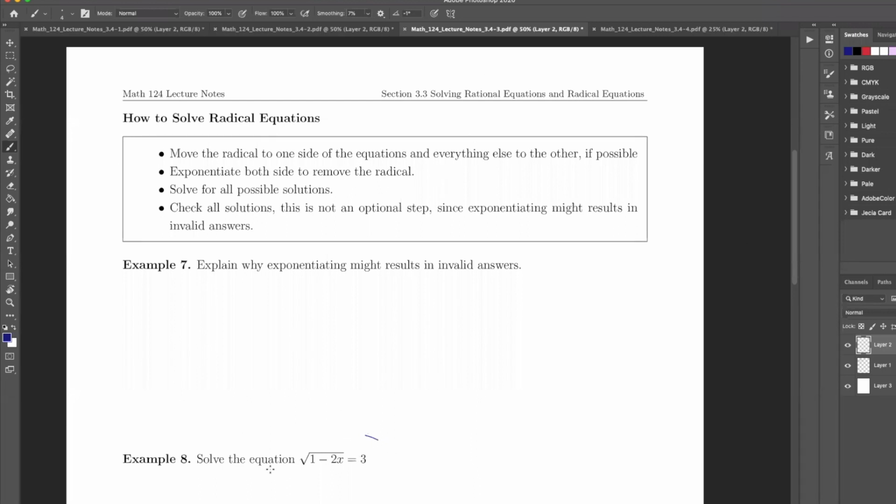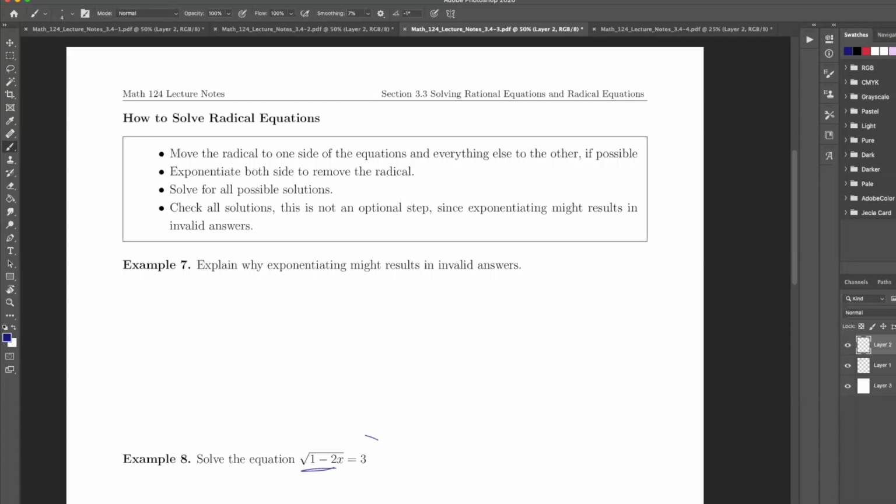So let's do this. We're going to solve radical equations. To solve these, you move the radical, or the square root, to one side and get everything else on the other side. Then we exponentiate both sides, so we just square both sides. We solve for all possible solutions, and then we check all of them. This check is not optional, since squaring might produce invalid answers.